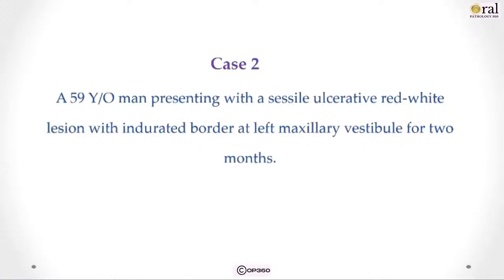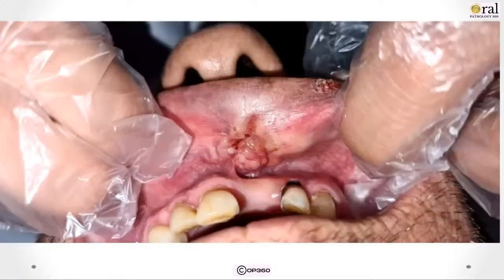I hope you have enjoyed case number 1, and let us go to case number 2, which is a 59-year-old man presenting with an ulcerative red-white lesion with an indurated border at the left maxillary vestibule for 2 months. In this slide, you can see an obvious mass at the vestibule with some extension to the labial mucosa of the upper lip.